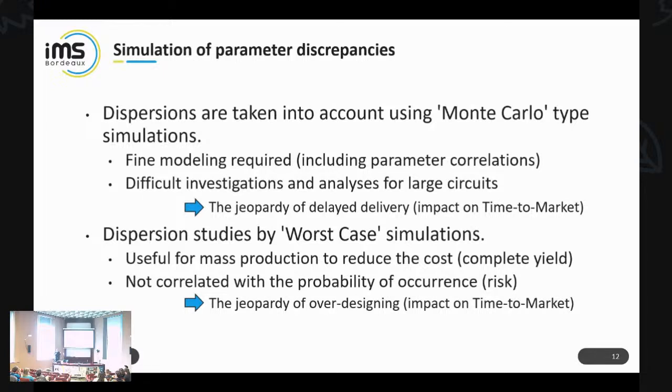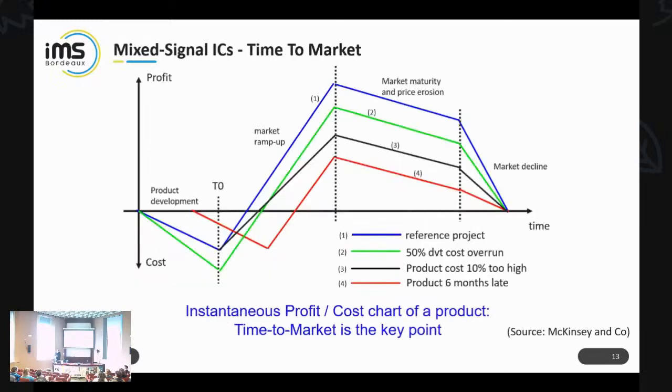So why do I talk about time to market? Well, in the US, they are saying that the French engineers are the best in the world as soon as they know the value of the dollar. And so we have to talk about money to understand why time to market is so important. So here is something that came from McKinsey and Company. It's quite old, but it's still valid.